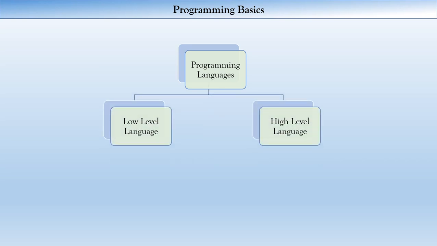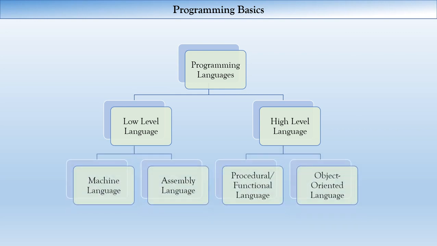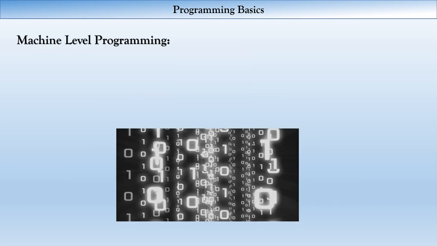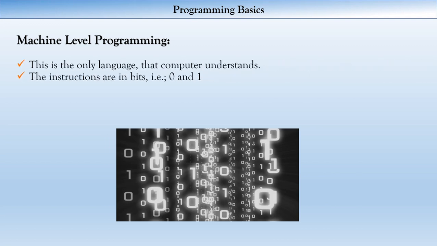Let's now understand types of programming languages. Programming languages are categorized as low-level programming languages and high-level programming languages. Low-level programming languages consist of machine language and assembly languages, whereas high-level programming languages consist of procedural and object-oriented languages. Let's see each of them one by one.